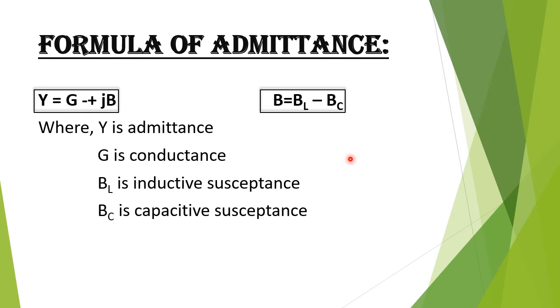Now, the formula of admittance is Y = G ∓ jB, where Y is admittance and G is conductance, where B = BL − BC, where BL is inductive susceptance and BC is capacitive susceptance.